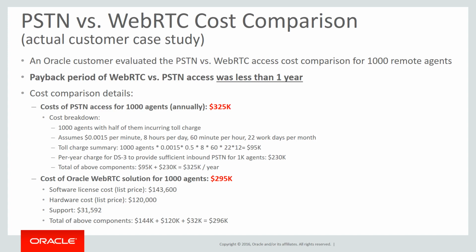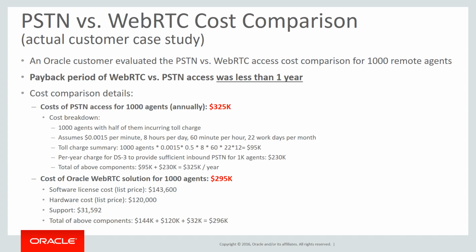It's 1,000 agents, the toll-free charges, the number of agents times the number of hours. It's about $95,000 for the toll-free charges, inbound, outbound, and then the DS3 to provide the telephone connectivity, as they home into the corporate network, at about $230K, and then the combination. We compare that to the bottom, right?